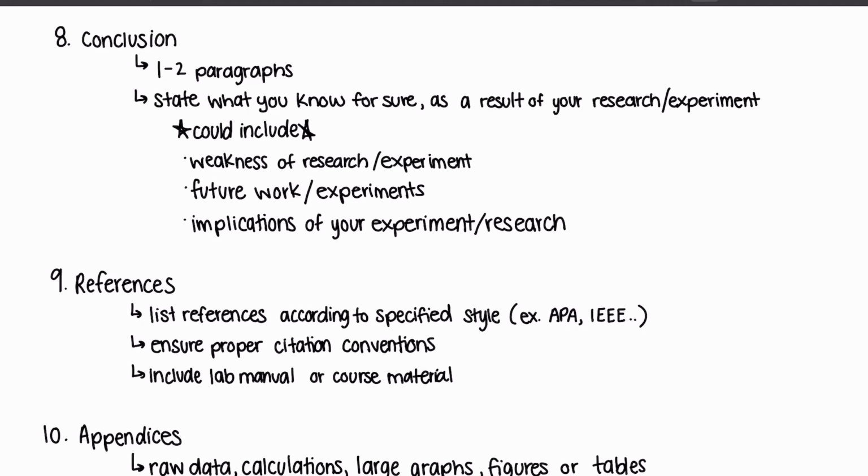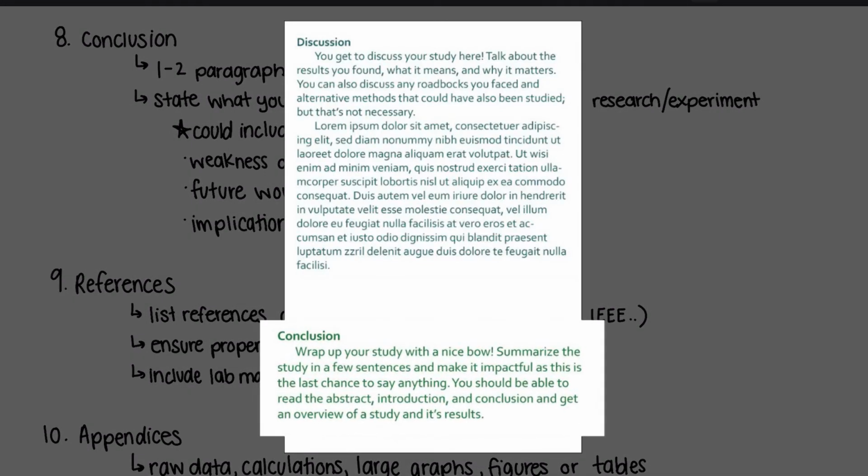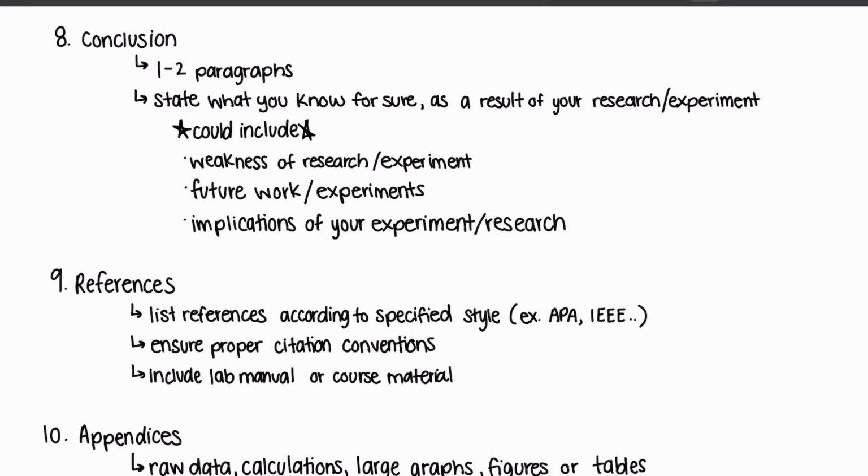The next thing that you will include in your lab report is a conclusion. This conclusion doesn't have to be very long. It can be 1 to 2 paragraphs, depending on the size of your research and all the data that you collected. Really, it's just used to summarize and wrap up the end of your research report. What you want to make sure, though, is that you're including what you know for sure as a result of your research and your experiment. You can include additional things, but without this statement, your conclusion is not finished. So make sure that you're including that, and you're including it in a specific and concise way.